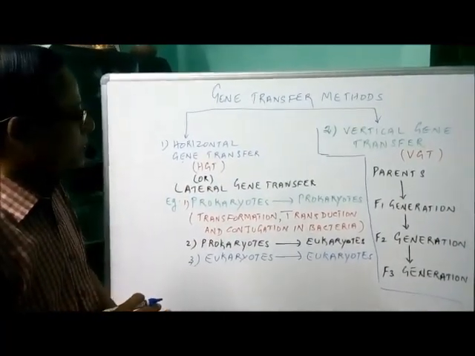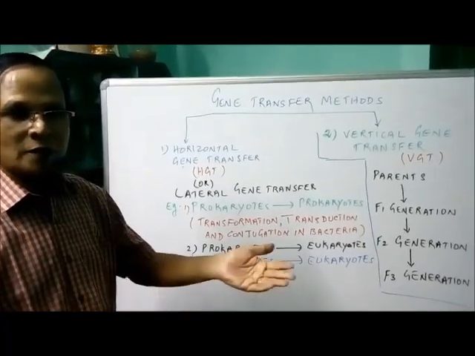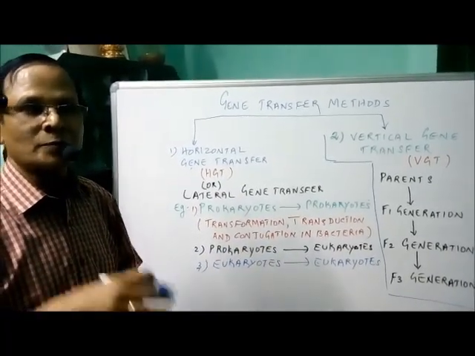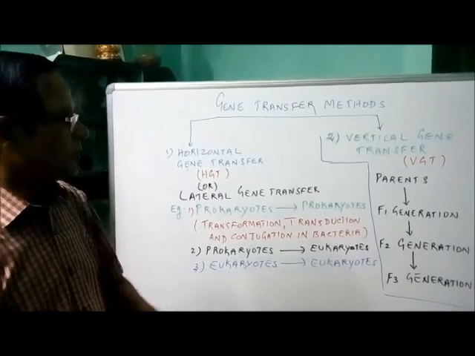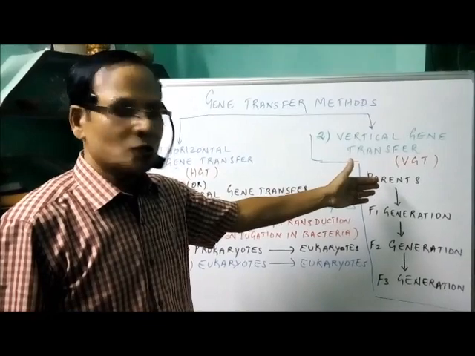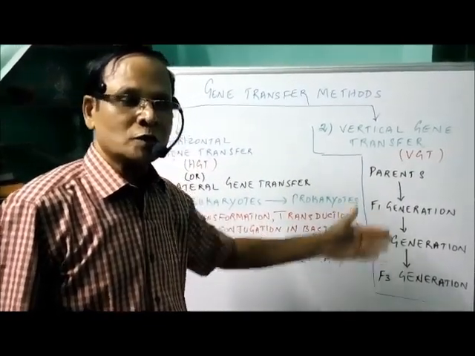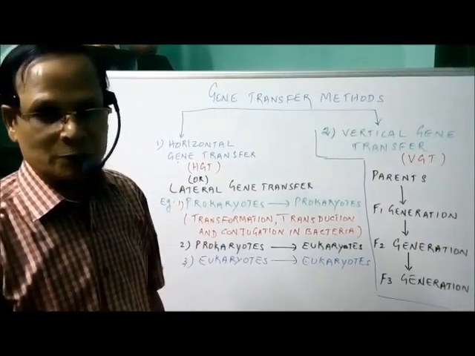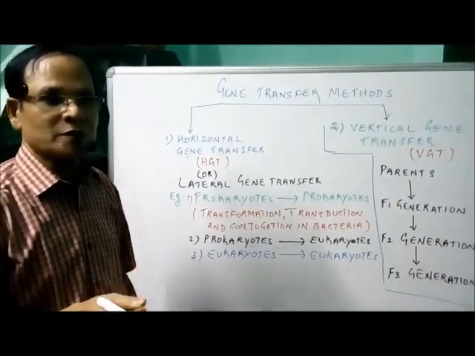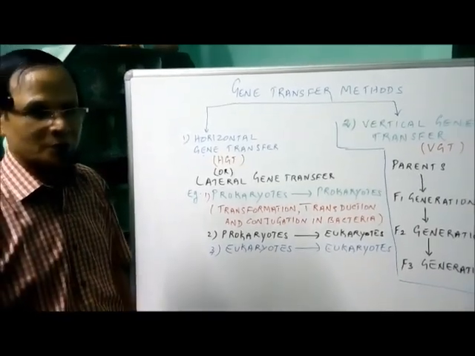Now what do you mean by vertical gene transfer? There is a common one, generally as in the case of monohybrid or dihybrid or Mendelian inheritance. Here the characters are transmitted from the parents to the F1 generation, F2 generation, F3 generation, and so on. This is called vertical gene transfer in a family or in a species, from one generation to another generation of the same species.